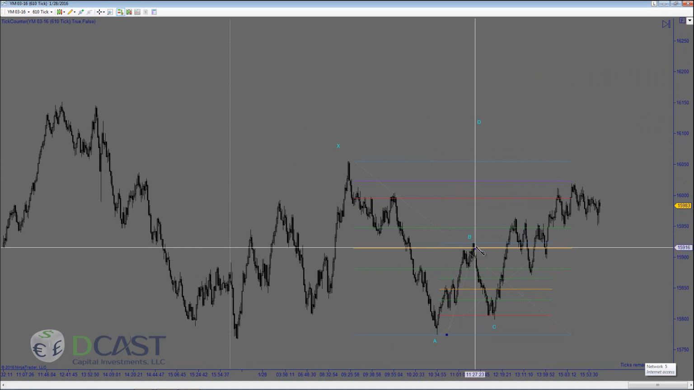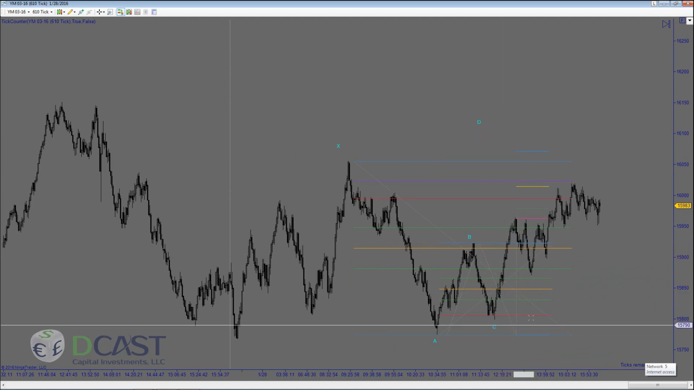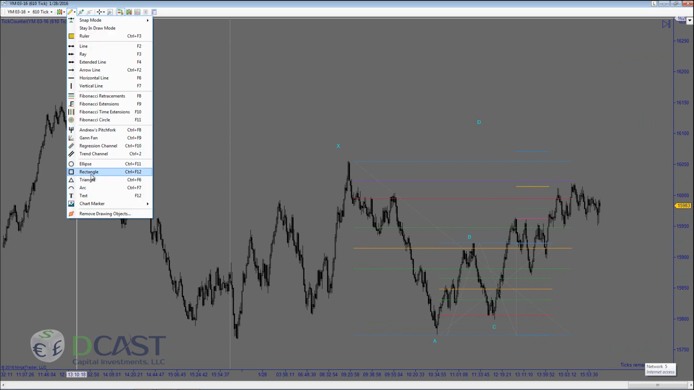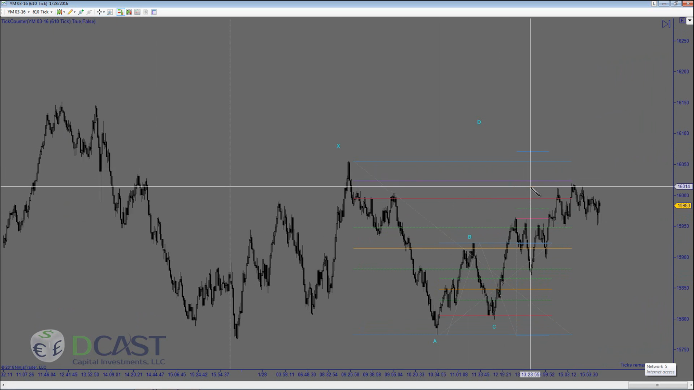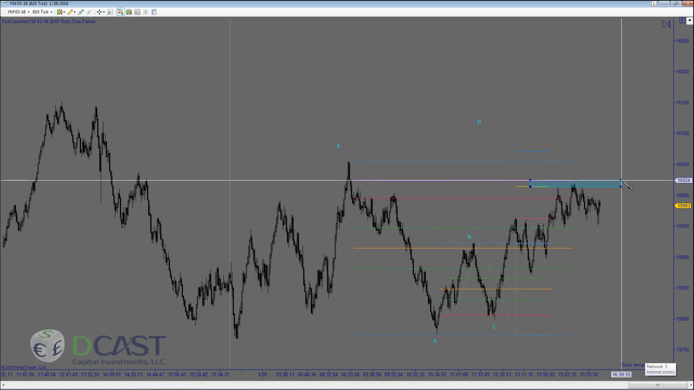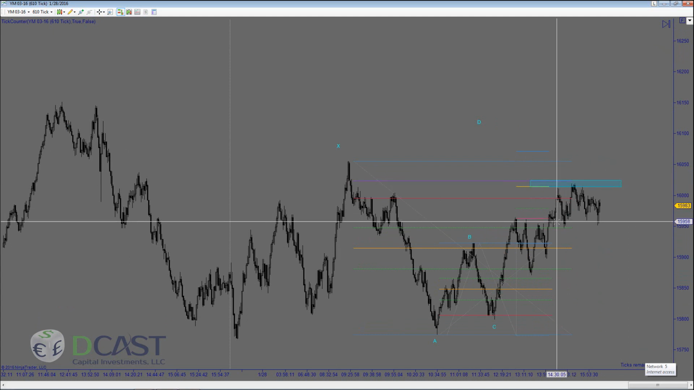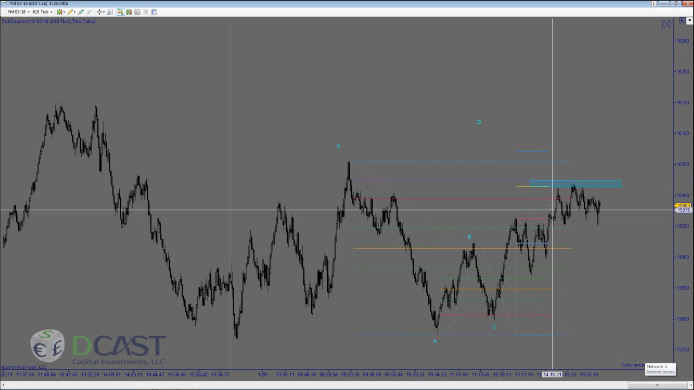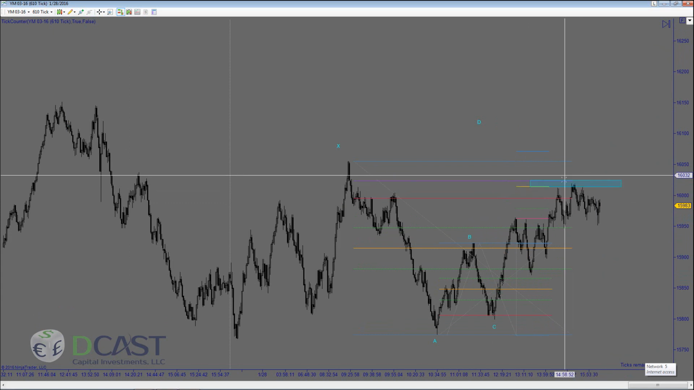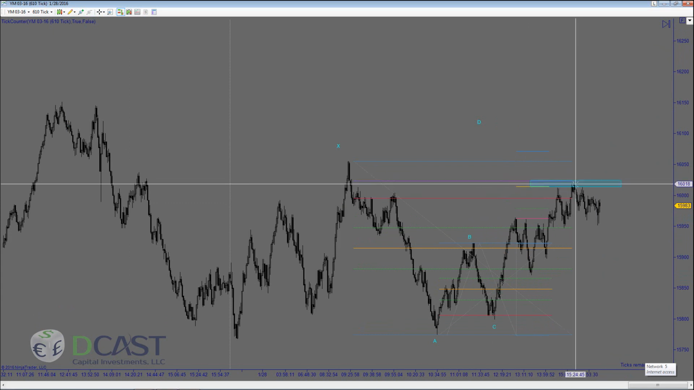So we have to understand that this pattern comes into its termination point somewhere in this range. This is where the pattern completes. Okay, this is the textbook completion point to this pattern. I'm sorry, I misspoke. Not the textbook, but my rules.